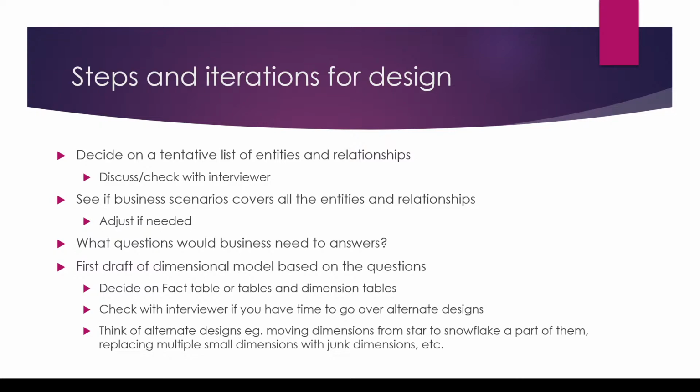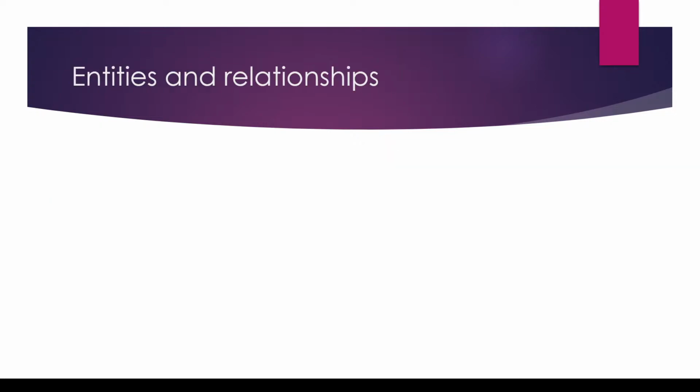There could be many other scenarios where you have an event, and the event has multiple dates. The same event happens on multiple dates at multiple locations. So you can probably think about whether you can change the star to a snowflake kind of pattern. You can also replace multiple small dimensions with junk dimensions, and there are many other cases as well. But these are some examples where you can start thinking about alternate designs.